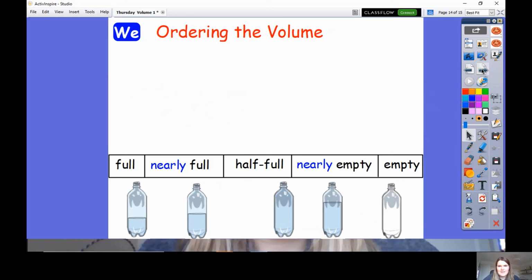Okay, let's see if you can do it again. This time you're going to put me on pause. I want you to point and move with your finger where you think these should be, and then we're going to do them together. So we've got full, nearly full, half full, nearly empty, and empty. Putting them on pause and moving the bottles with your finger to the correct labels.